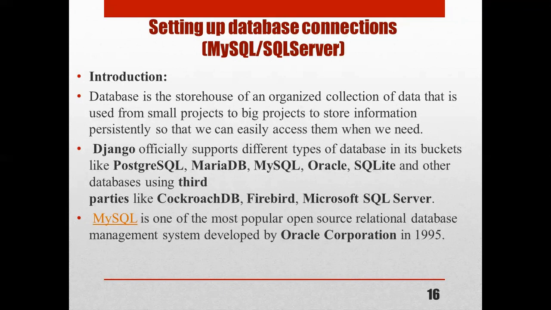Django supports different types of databases like PostgreSQL, MariaDB, MySQL, Oracle, SQLite, and some other databases using third parties like CockroachDB, Firebird, Microsoft SQL Server. From these, MySQL is one of the most popular open source relational database management systems, developed by Oracle Corporation in 1995.